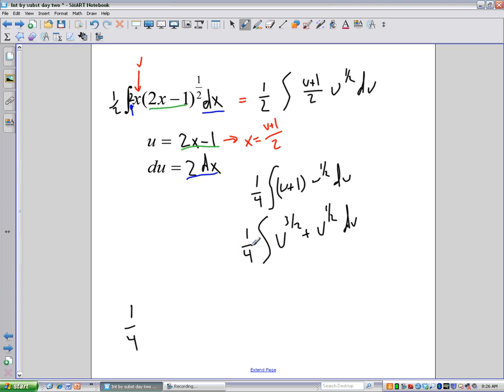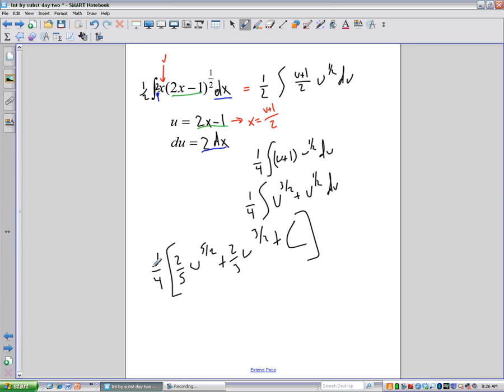That becomes 1/4. Let's do a little brackety thing. U to the 5/2 divided by 5/2, which we're going to write as multiplied by 2/5, plus u to the 3/2. Oops, sorry, let's fix that because that looks awful. U to the 3/2 divided by 3/2, which is the same as multiplying by 2/3. Get that constant in there as soon as we possibly can, and then we just have to do a little bit of math massaging to make this all look nice.